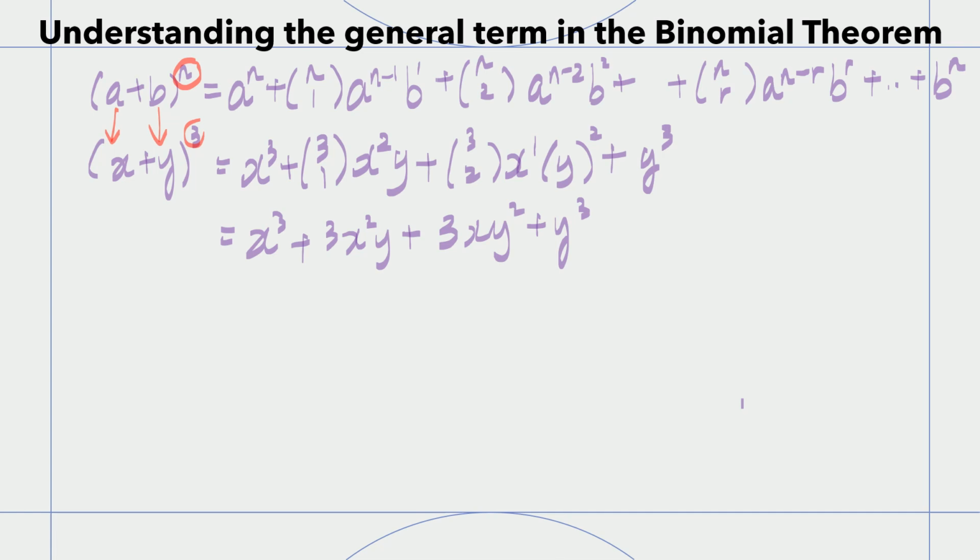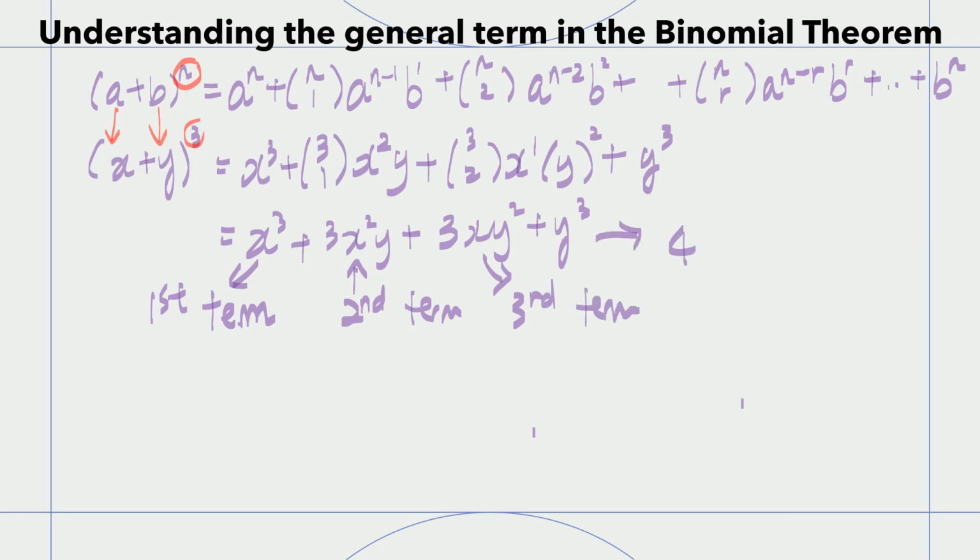Alright, so let's look at this. If you look at the first term, this is your first term. This one is your second term. This is your third term. This is your fourth term. So altogether, there are 4 terms when n equals 3. So this one here is actually your general term. I forgot to mention, this is your general term.